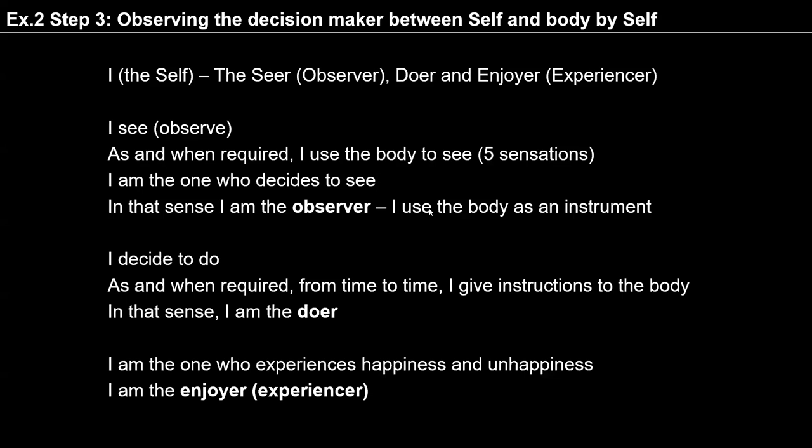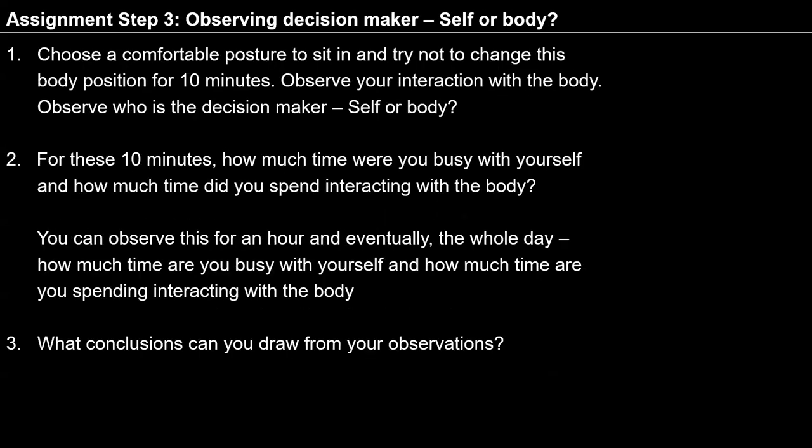But if I am using this body as an instrument, then I will use this body for my participation, to share information with others, to express my feelings. So this is important for us to note here: are we using our body as an instrument, or am I using my body as a source of happiness? So we can observe here that I am observer, seer, doer, and enjoyer, and this body is my instrument, and I am ensuring that I am using my body as an instrument, not as a source of happiness. So this we have to observe. With this, we discussed step 4.